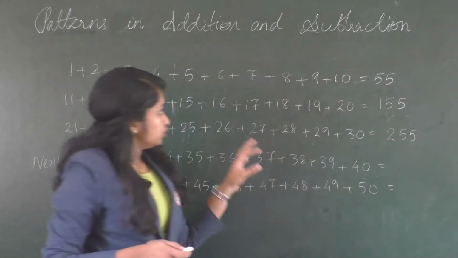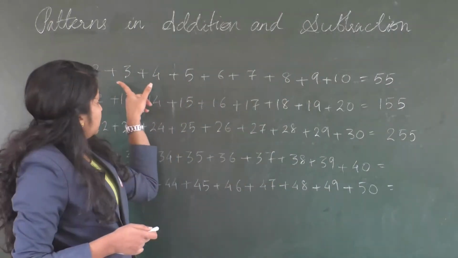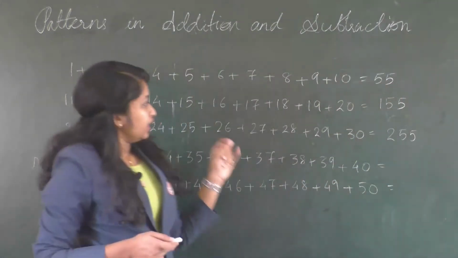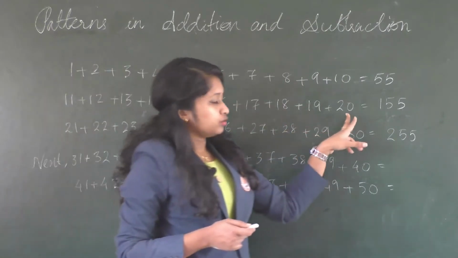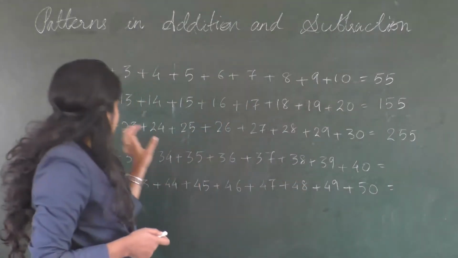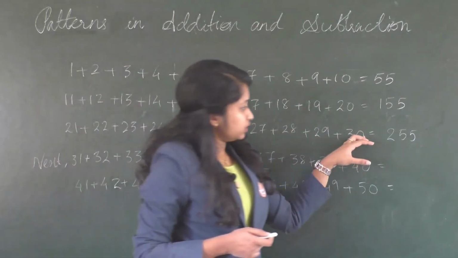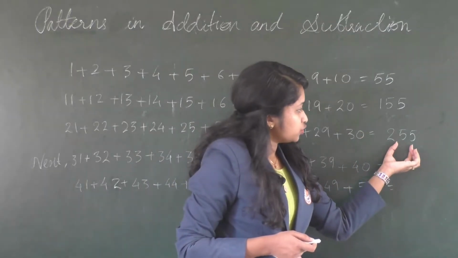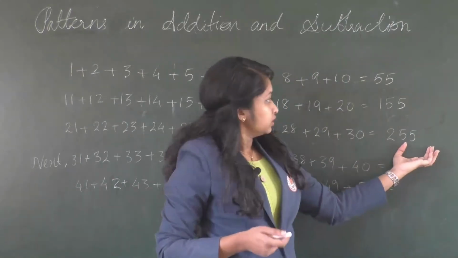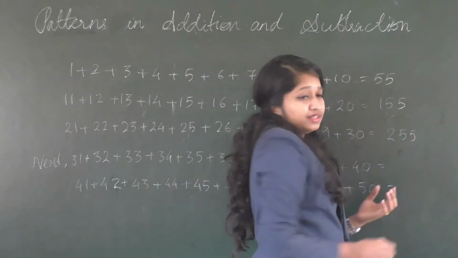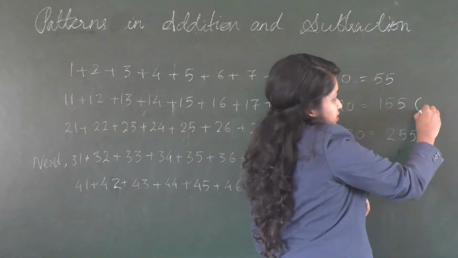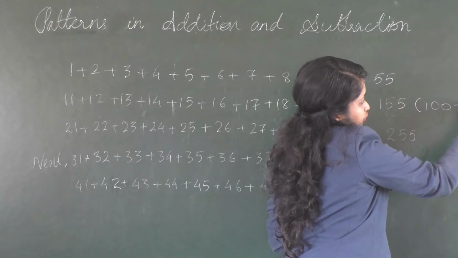So here if you see, after adding all these numbers we got 55. And after adding 11 to 20 we got 155. And next from 21 to 30 when you add we get 255. Now if you observe these numbers, here there is an increase of 100 from this. That means this is nothing but 100 plus 55.